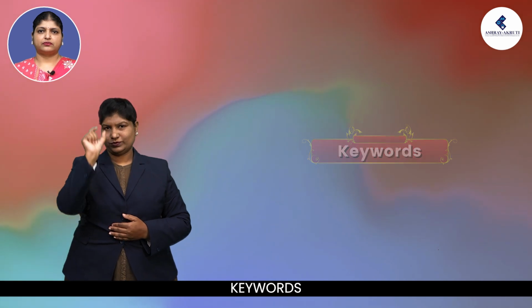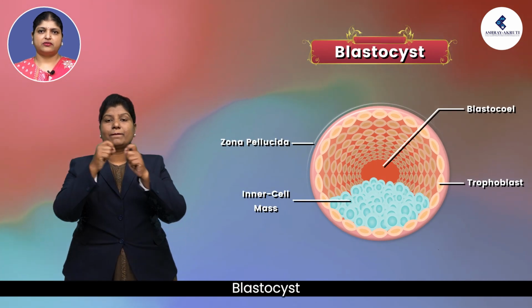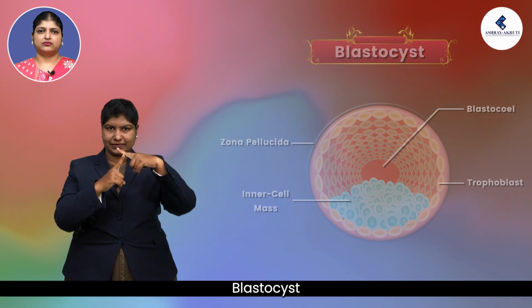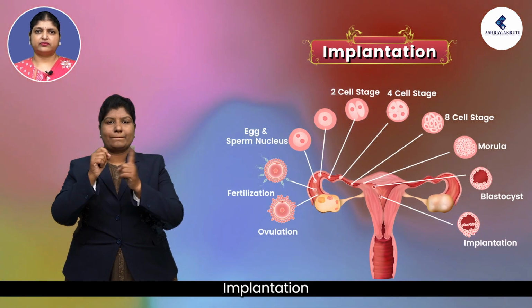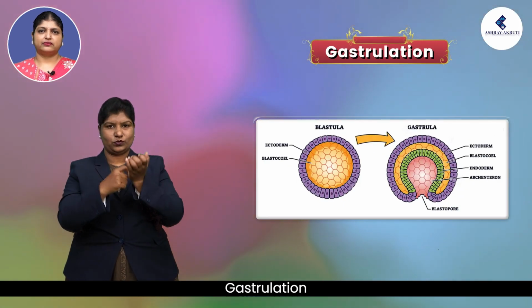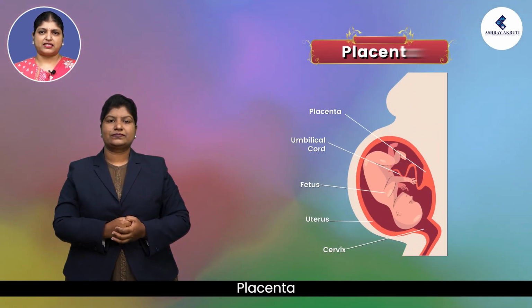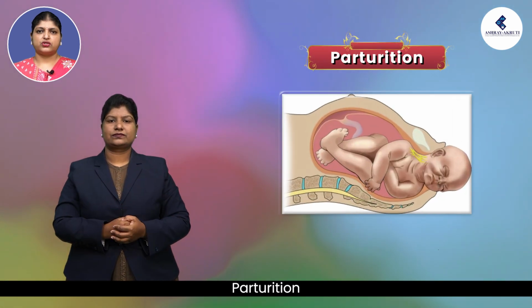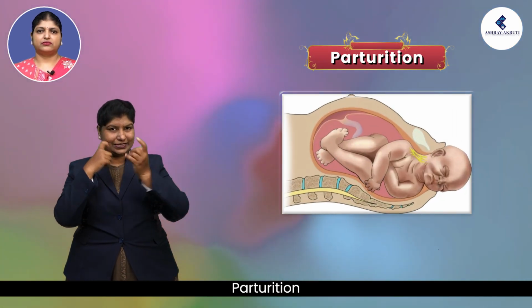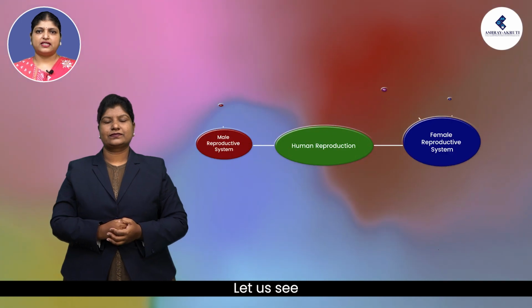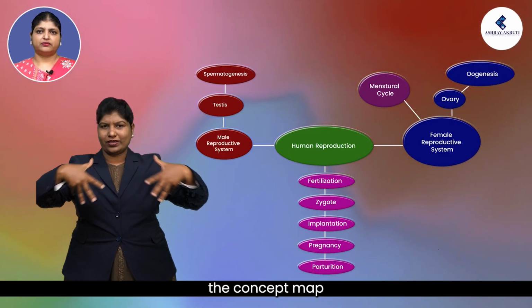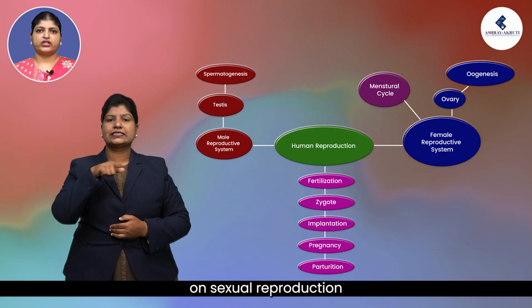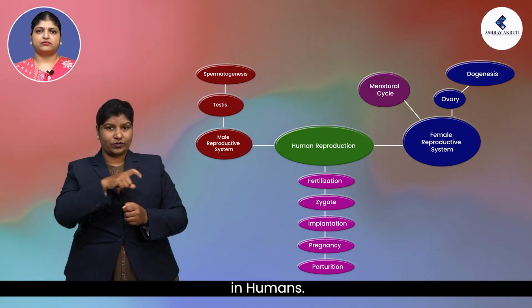Keywords: blastocyst, implantation, gastrulation, placenta, gestation, parturition. Let us see the concept map on sexual reproduction in humans.